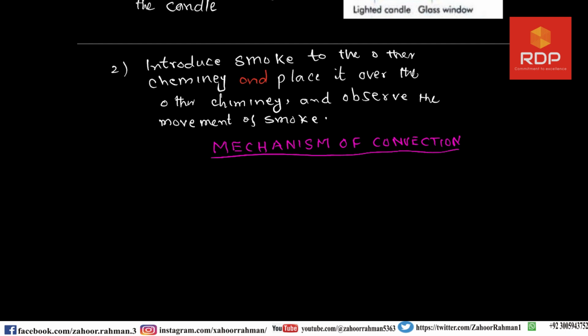In both experiments, this movement of the fluid, that is water or air, due to a difference in density sets up a convection current. I told you that at the bottom the density is less, and at the top of the flask in the water, the density is higher. So, due to the difference between the two densities, the convection current is taking place.